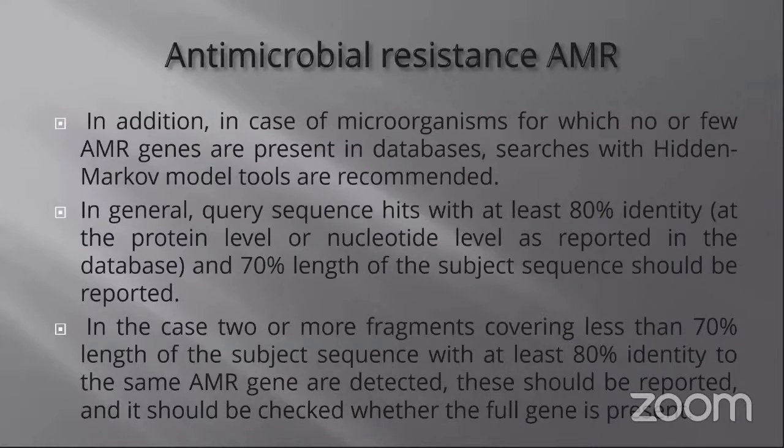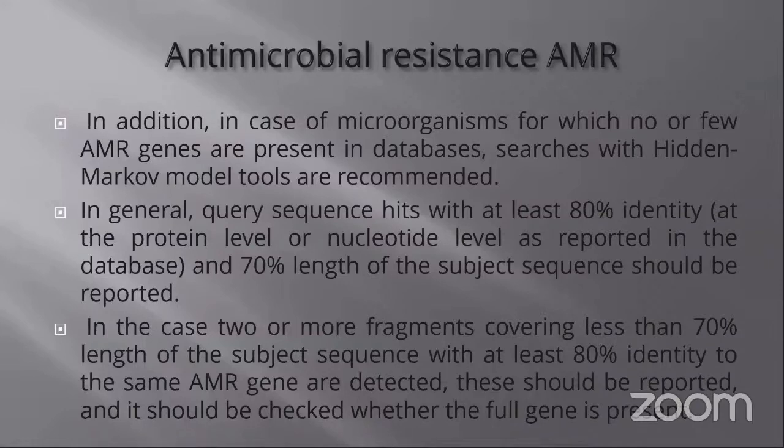In general, query sequence hits with at least 80% identity at the protein level or nucleotide level as reported in the database, and 70% length of the subject sequence should be reported. In the case two or more fragments covering less than 70% length of the subject sequence with at least 80% identity to the same AMR gene are detected, these should be reported and it should be checked whether the full gene is present or not.